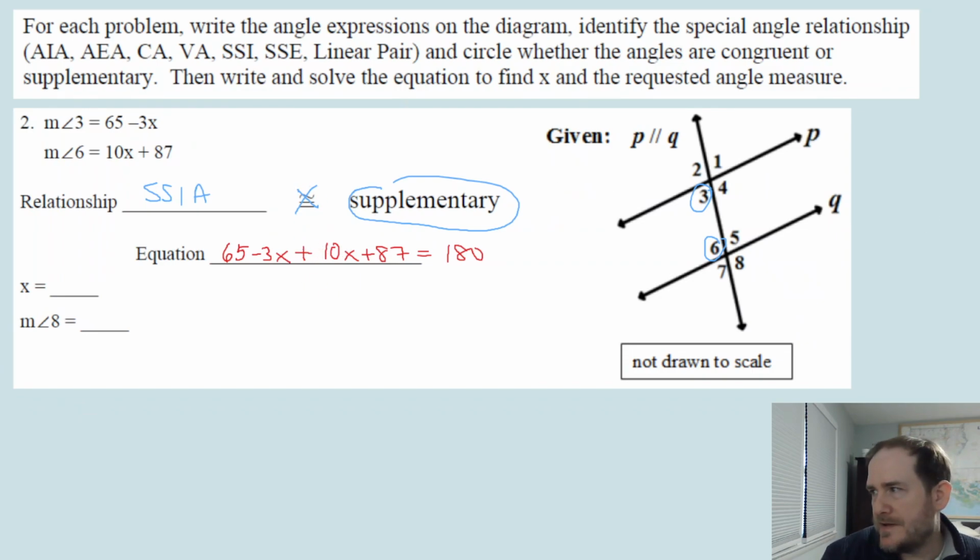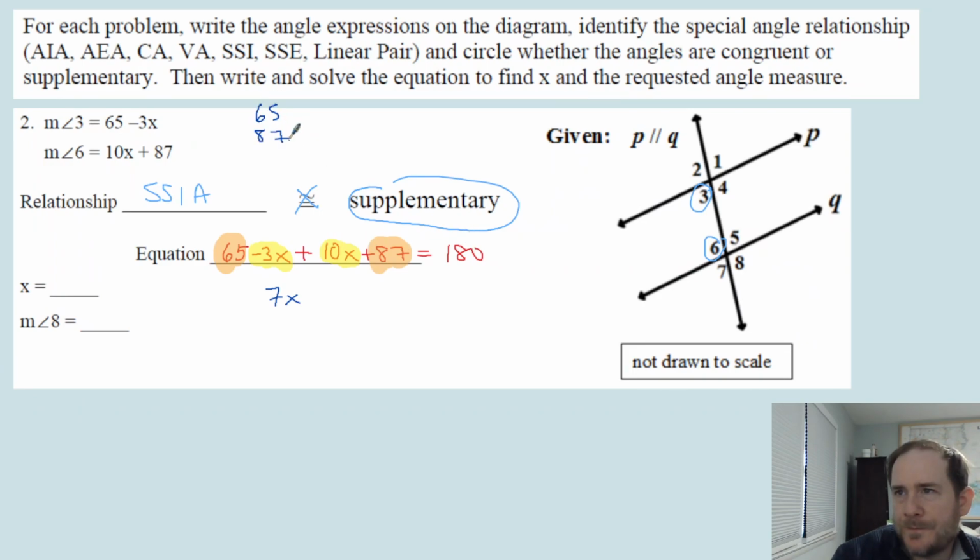So let's see. When you've got a whole bunch of stuff on the same side, you want to just combine it like normal. So I see an x term, negative 3x, and I see another x term. Those you want to add together. Then I see a constant, the 65, and I see the 87. Those you want to combine too. So adding negative 3 to 10 basically means you're taking negative 3 away from 10. So those will combine to make a 7x. Then 65 and 87 makes, I don't know, 65 and 87. That's 12, carry the 1, so 15, so 152.